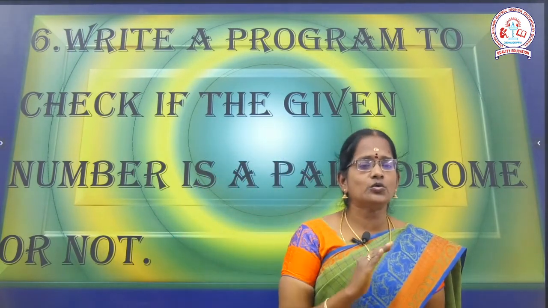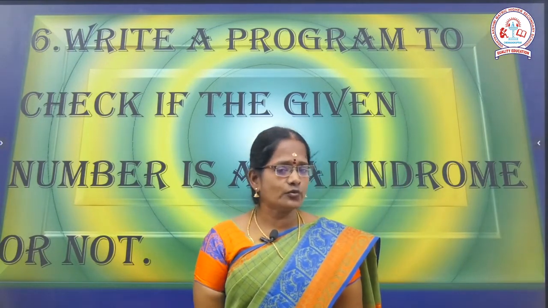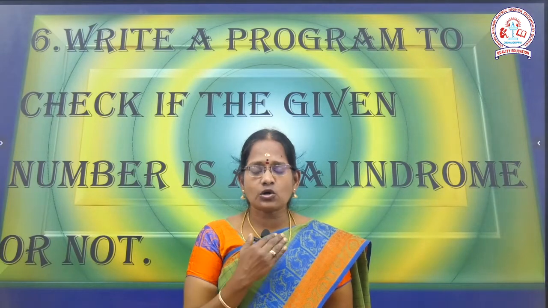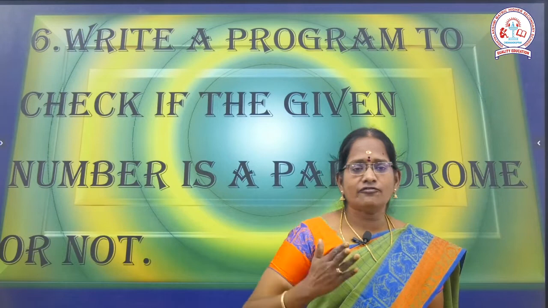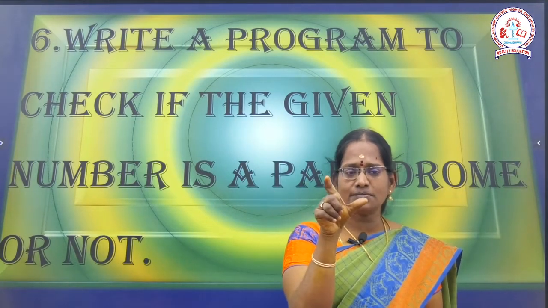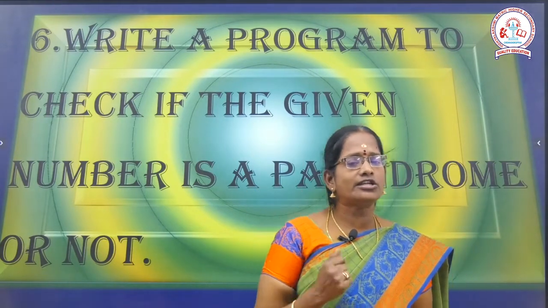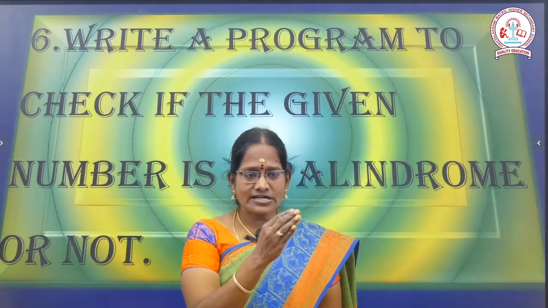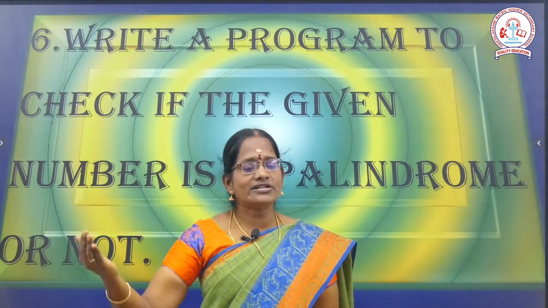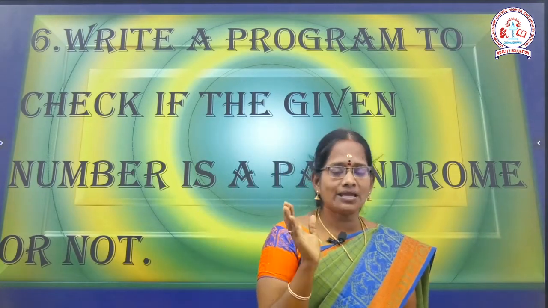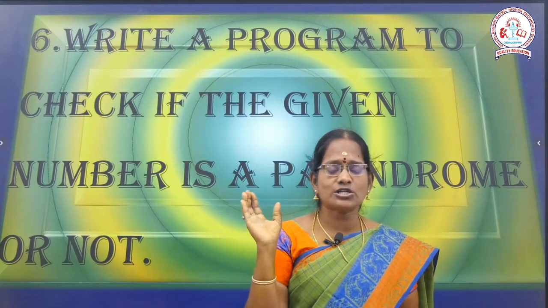A is equal to 121. B is the reverse of that number. The reverse of the number is also 121. So this particular number is called a palindrome. In another situation, we use 235. You reverse the number: 532. So 532 is not equal to 235. So the original number and the reversed number, if both are the same, then that number is called a palindrome. Otherwise, the number is not a palindrome.